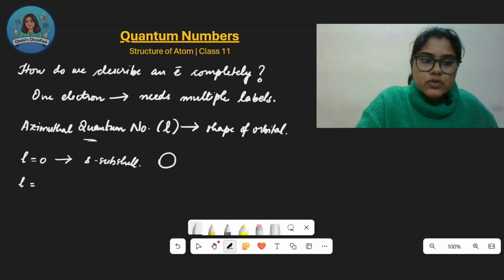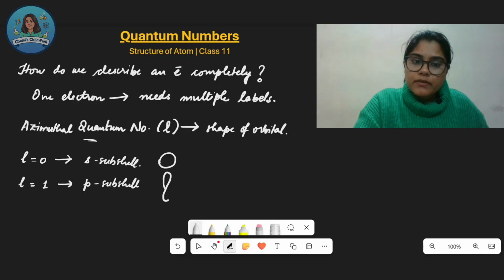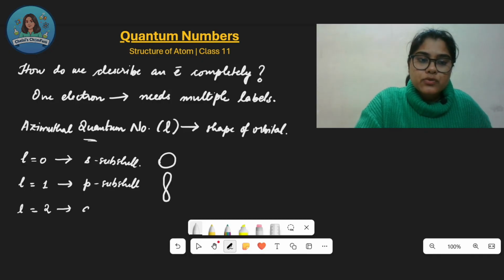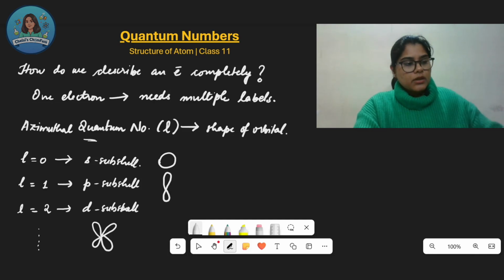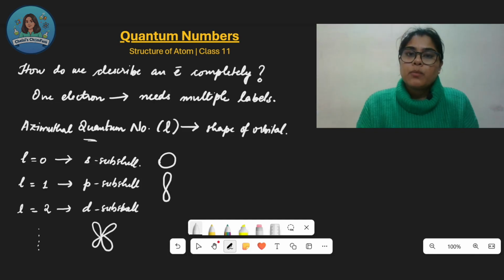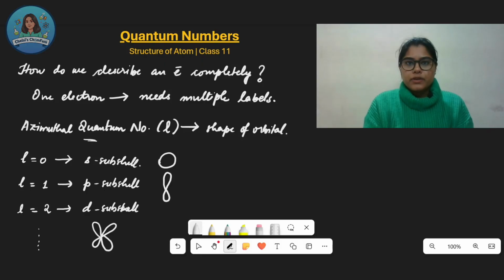When l is equal to 1, it corresponds to the p subshell. So the orbitals within the p subshell will have a dumbbell shape. When l is equal to 2, it corresponds to the d subshell. So the shape will be double dumbbell and so on. For a given shell, the possible shapes depend upon the value of n, the details of which we will discuss towards the end of the video.